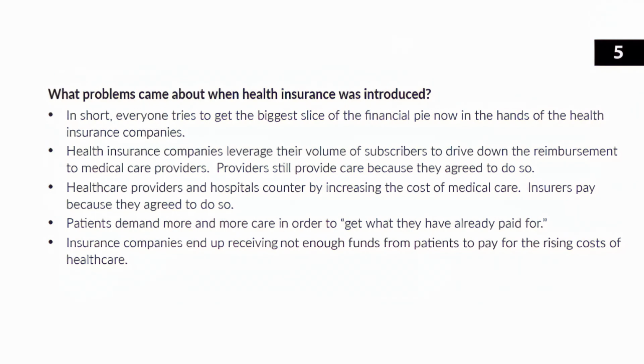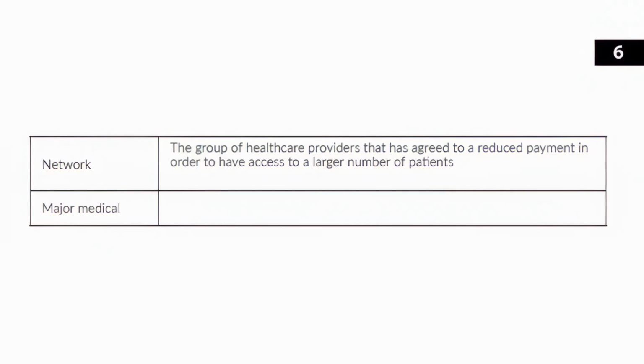So again, patients are trying to get the most out of the system, insurance companies are trying to get the most out of the system, and physicians are trying to get the most out of the system. So the healthcare system is constantly being refined to maximize fairness. So we need to introduce a few more terms. A network is a group of healthcare providers that has agreed to take reduced payments in order to have access to a larger number of patients that are subscribing to an insurance plan. And major medical is a high deductible plan that covers the patient in the event of excessive medical expenses.